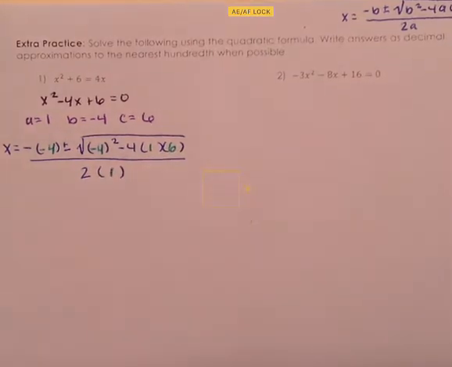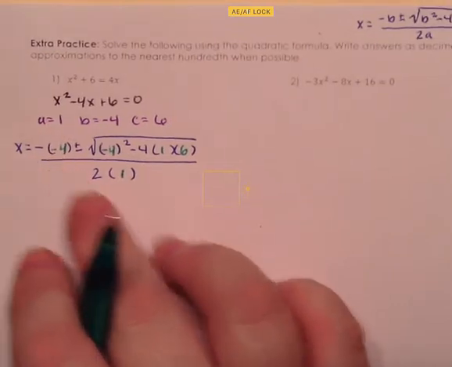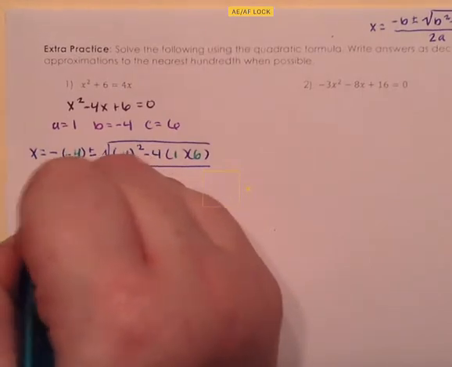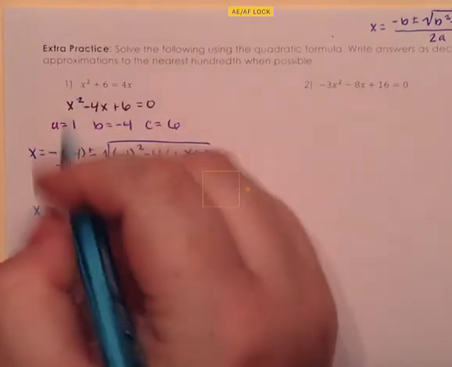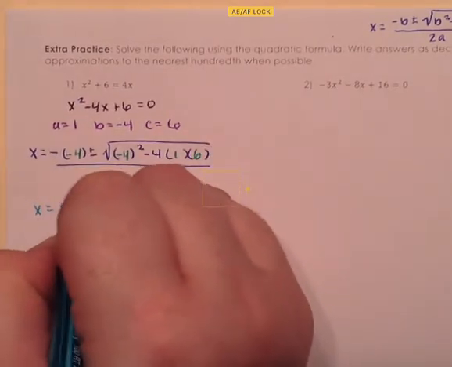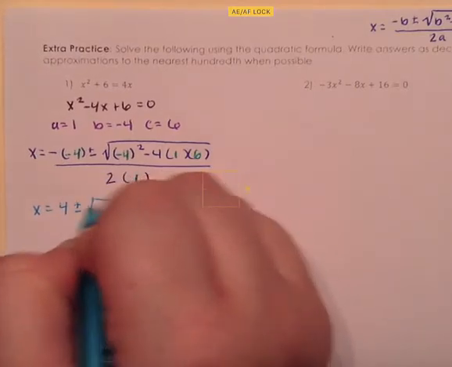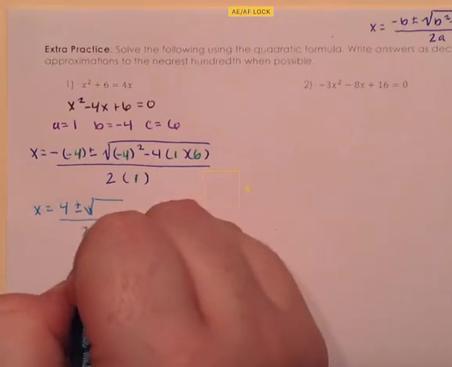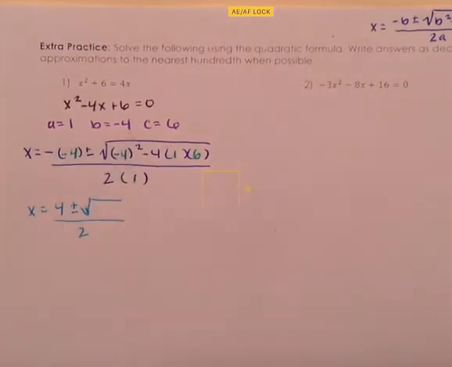So I do as much of this without the calculator, so the outsides I do without the calculator. So I end up having x equals, I'm going to have a negative times negative 4 is a positive 4, plus or minus, I'm going to have the square root of something. I will figure that out in just a moment. All over 2 times 1 is 2. Now I'm going to go figure out what's inside the parentheses using my calculator.